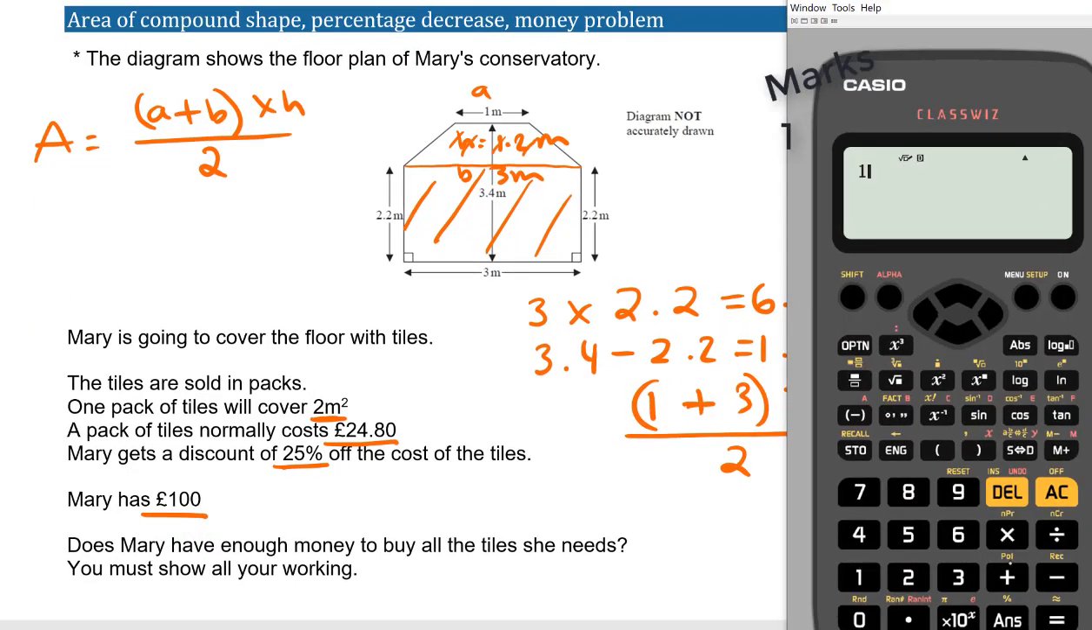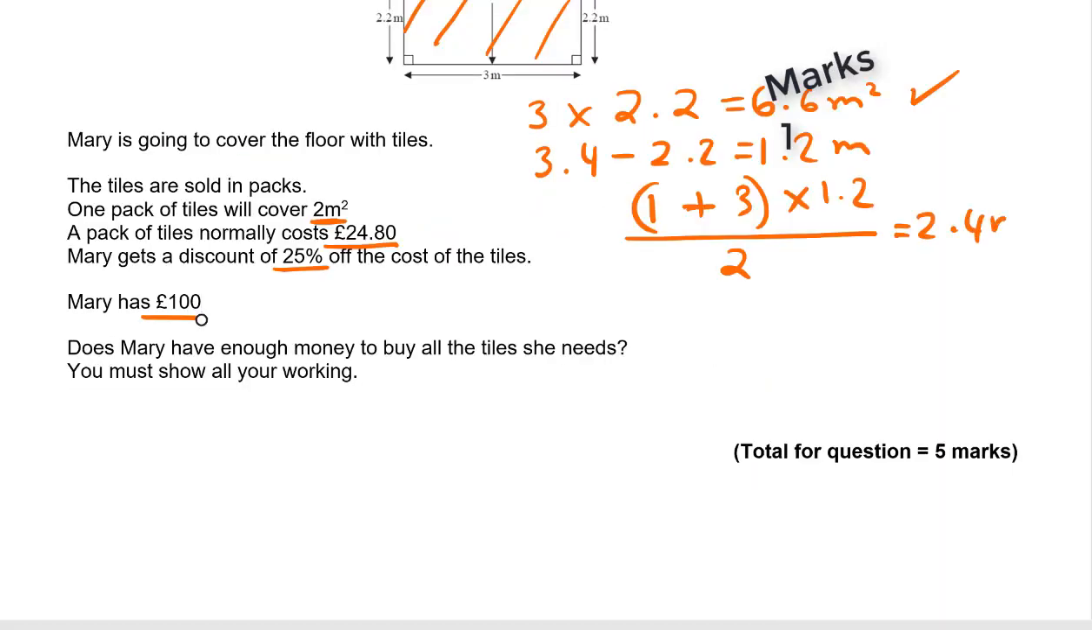Let's clear the calculator first. 1 plus 3, equals, times by that height, and then divide the answer by 2, which is 2.4. 2.4 meters squared.